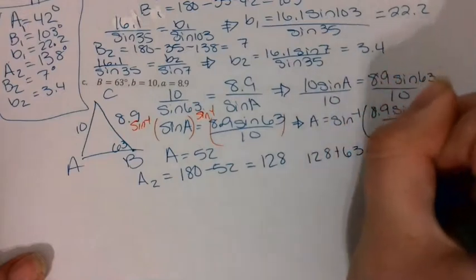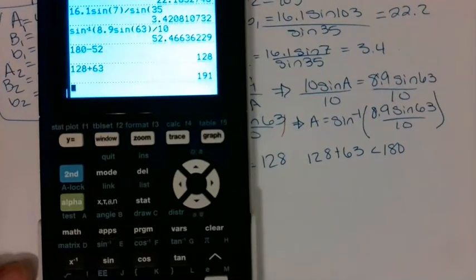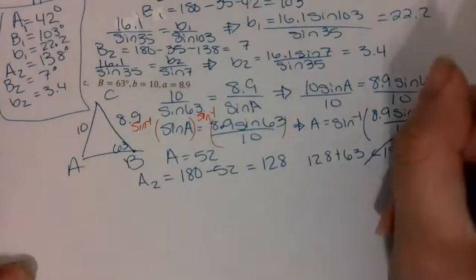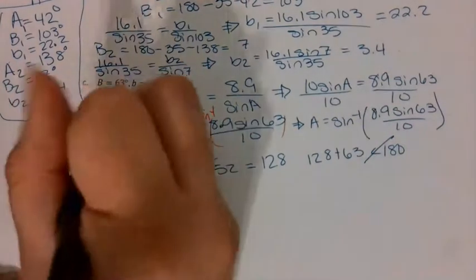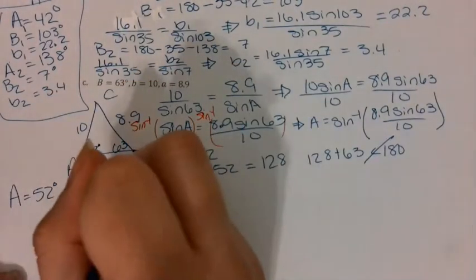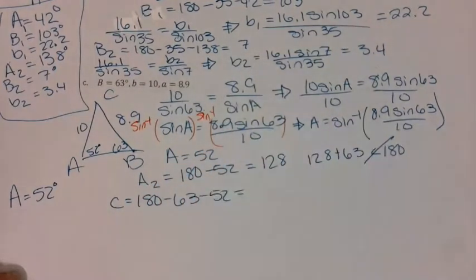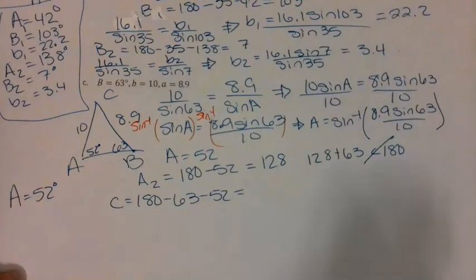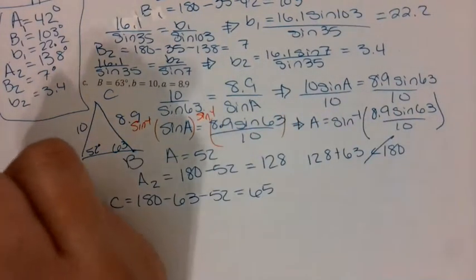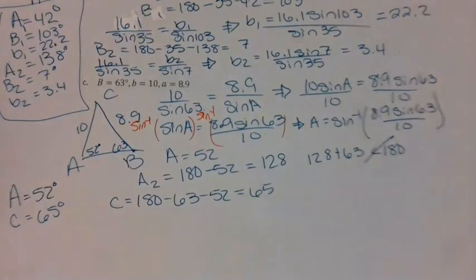128 plus 63, I'm checking to see if it's less than 180. Gives me 191, so it's not. I only have one triangle. Now that I know my A side length, I can go solve for my C. Which gives me 65. And now that I have my C angle measure, I can find my C side length.